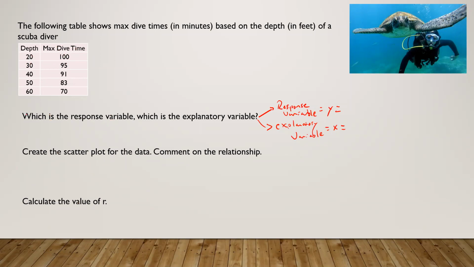Does anybody think that we could do it as depth explains max dive time though? Yes. So there's two ways you could do it. I actually think the better way to do it here is that the depth explains the max dive time. So I'm going to have the explanatory variable be the depth and the response variable be the max dive time. I'll give you a hint, and this is just a general hint. Whenever I give you a table of data, I'm always going to put the X variable first and then the Y. So if you're unsure, that's just something I do whenever I give you a table of data.